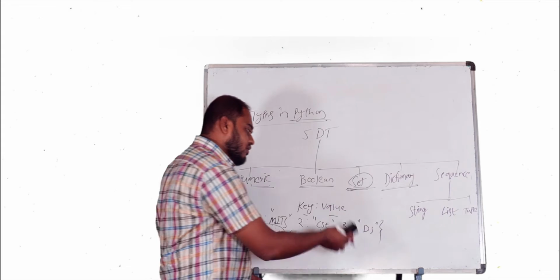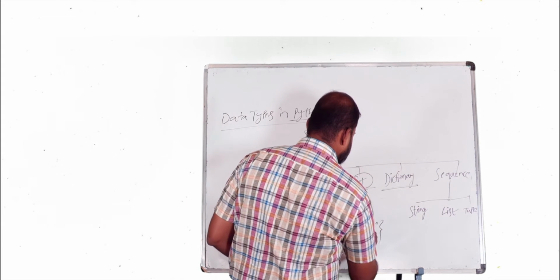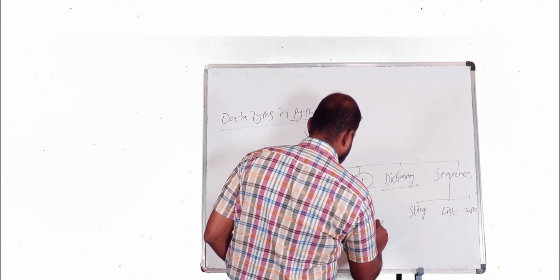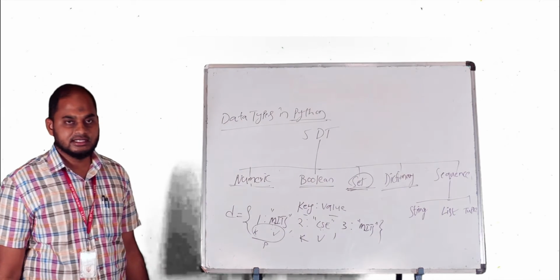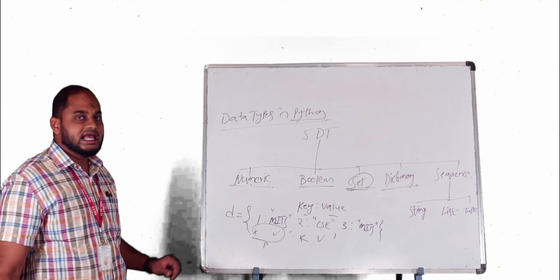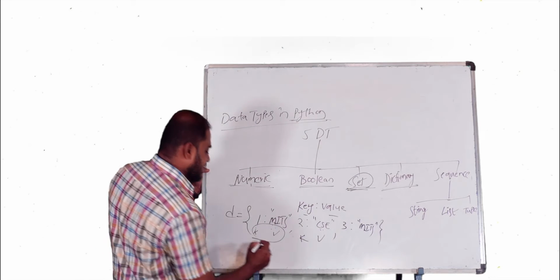You can give values as duplicates. Here you can give MITS again. Okay, again you can give MITS. And the class which represents this dictionary is class dict.